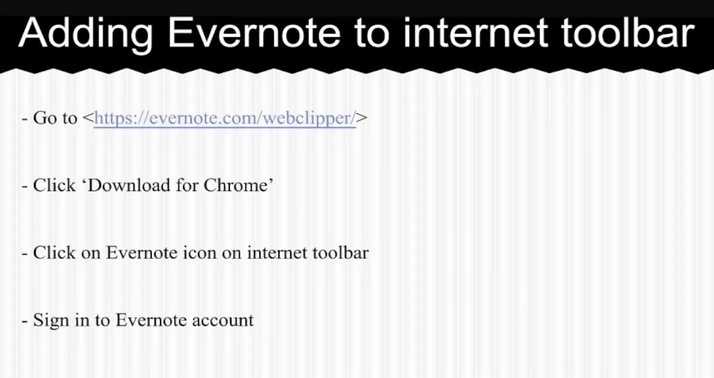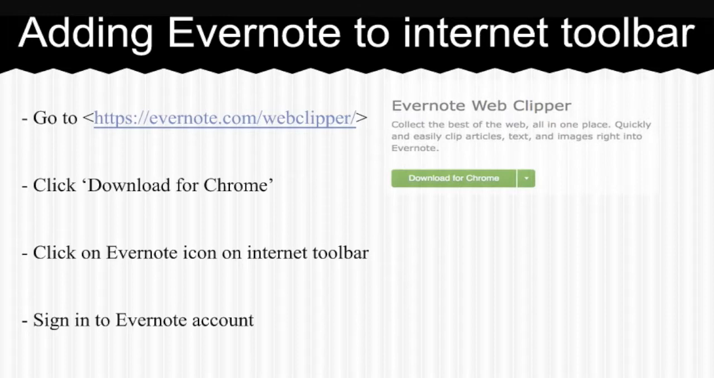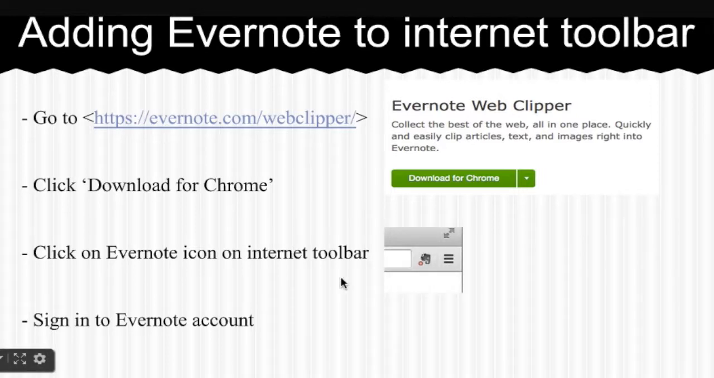Okay, when you're adding Evernote to your internet toolbar in order to allow for web clipping or saving of website information, all you have to do is go to evernote.com/webclipper, and it'll look like this. And in this little function that we have, you click on download for Chrome, and it'll download a little elephant up in your toolbar, and it looks very similar to this. Just a little elephant up in your Chrome toolbar, of course, since you've downloaded for Chrome.